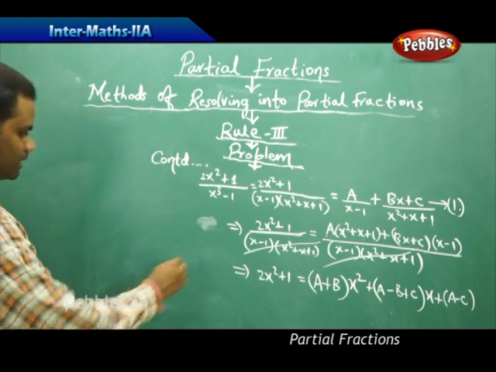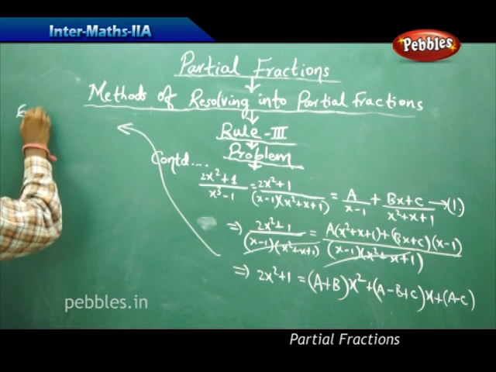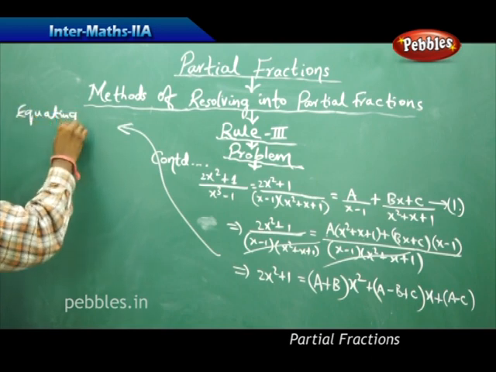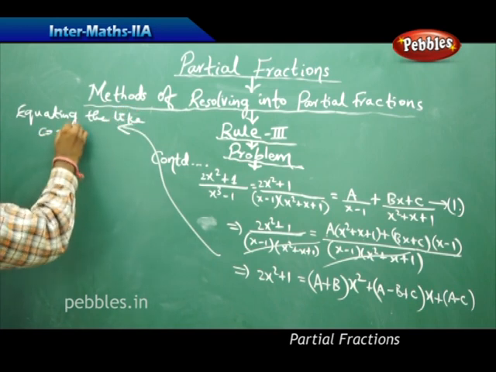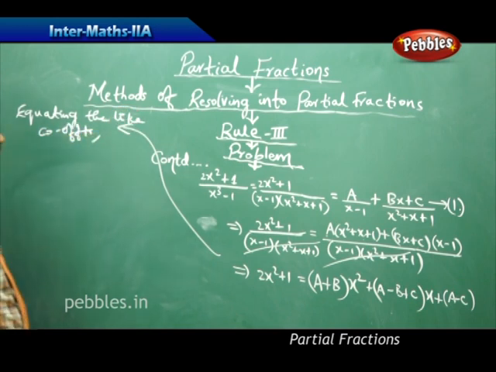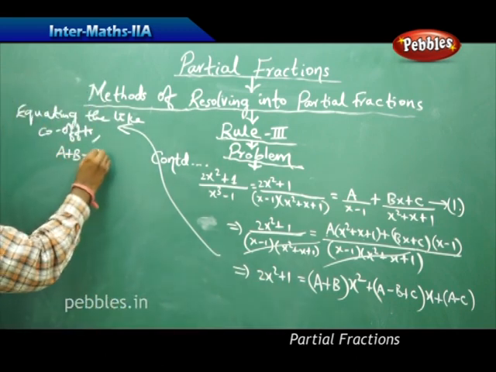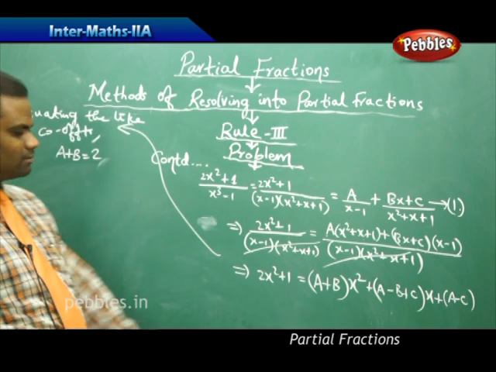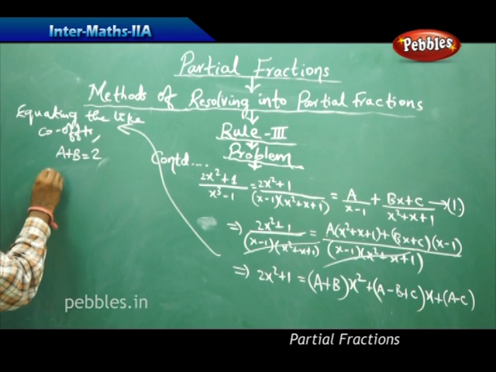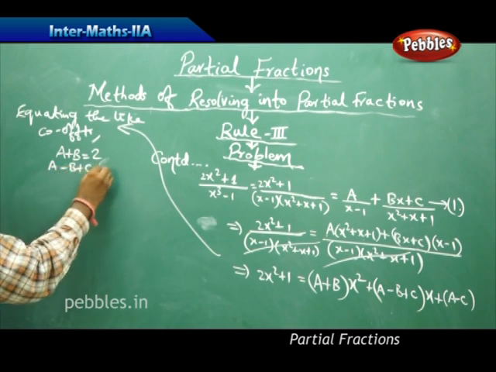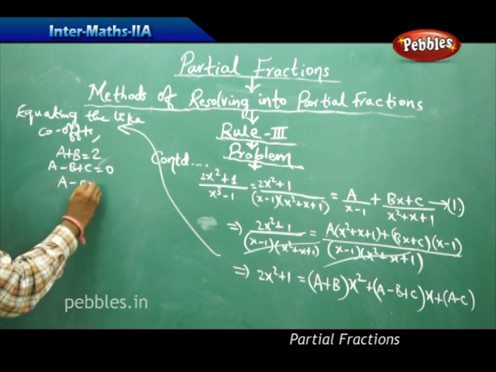So therefore, this is where I'm going to solve A, B, and C. Equating the like coefficients, I get A + B = 2, and then A − B + C = 0 because there's no x term. So A − B + C is 0, and finally A − C = 1.